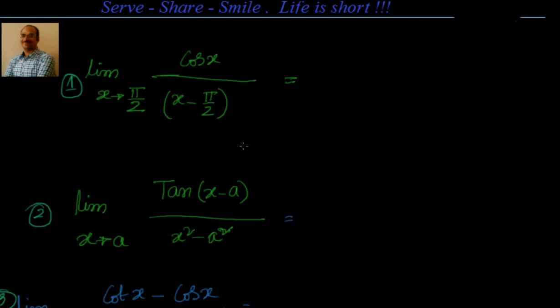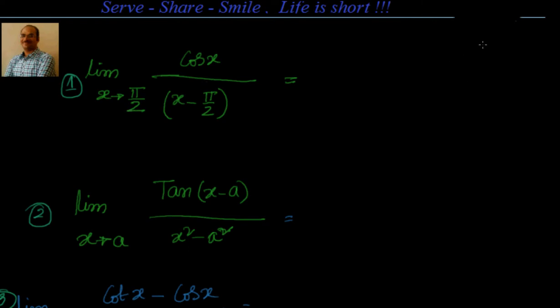Hello friends, welcome back. Let's look at some examples where x is not tending towards 0 but tending towards a non-zero value like either pi by 2 or a, something like that. So what is the approach we have to follow to solve these problems? What I will try to understand now is that we have the problem cos of x divided by x minus pi by 2 as x tends to pi by 2.